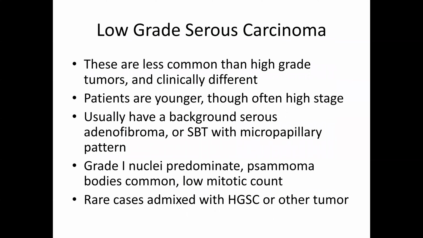With low-grade serous carcinoma, these are less frequently encountered. They do tend to be younger patients, but they may be high stage. And this is a situation where often there's a background of serous adenofibroma or borderline tumor, and occasionally we'll see lots of psammoma bodies with relatively low mitotic counts. Not infrequently, but not terribly commonly either, we can see associated high-grade serous carcinoma together with low-grade versions.